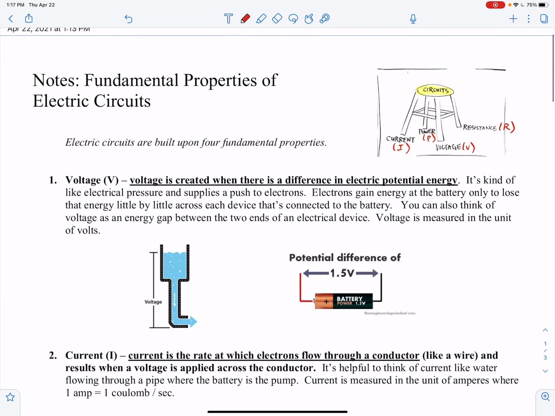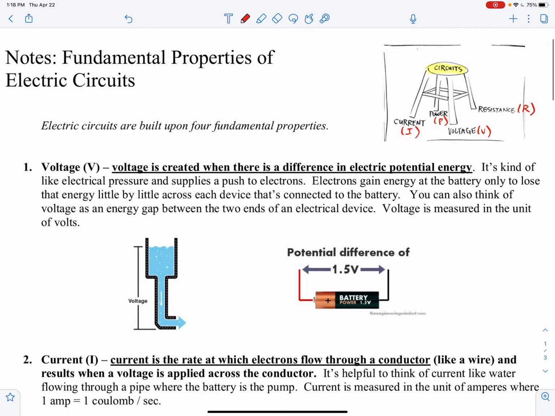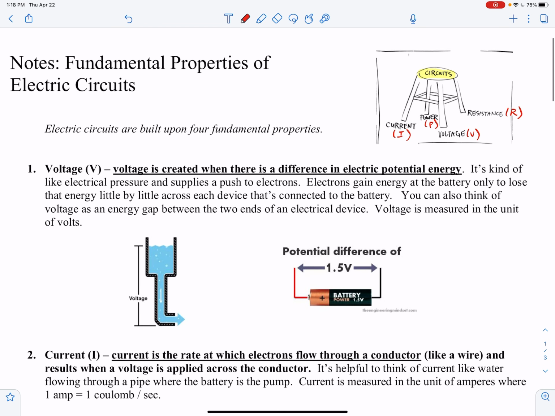Voltage is created when there is a difference in electric potential energy. Kind of like how wind is produced when there's a difference in air pressure. No air is going to flow unless there's a difference in air pressure. So voltage is like electrical pressure, and it supplies a push to electrons.